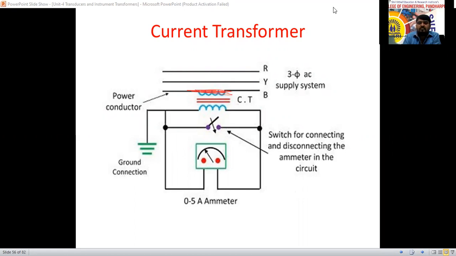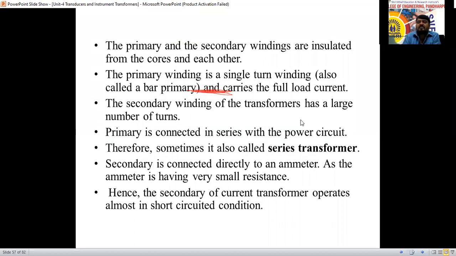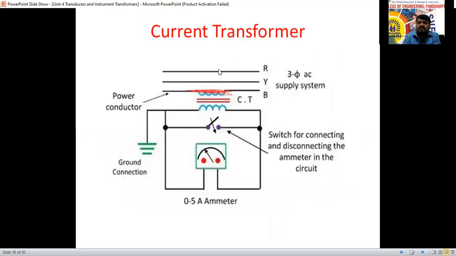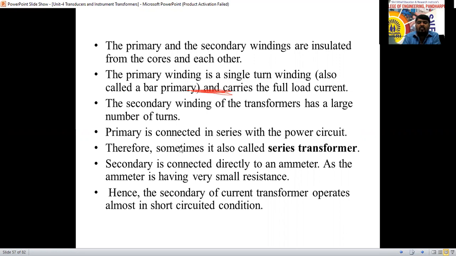So the secondary winding of the transformer has a large number of turns, n turns. The primary is connected in series with the power circuit, one of the conductors, and it acts as the primary winding. Therefore, it is sometimes also called a series transformer, because the winding is connected in series to the power line.